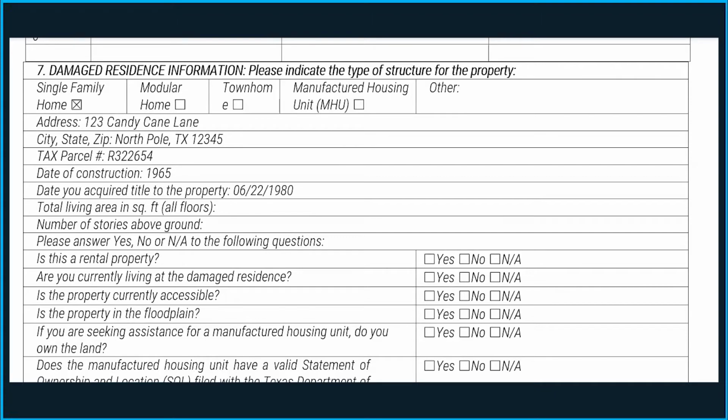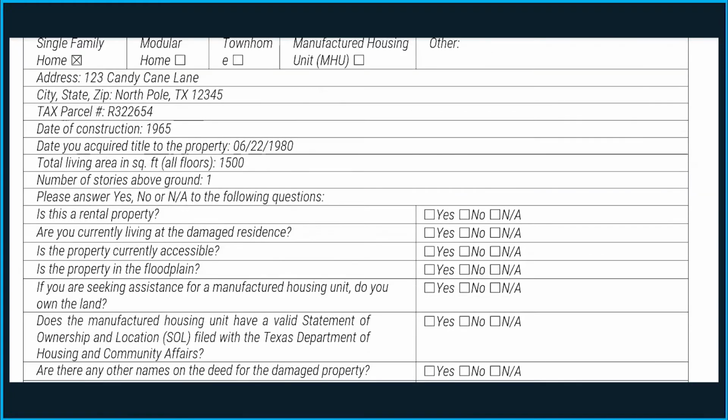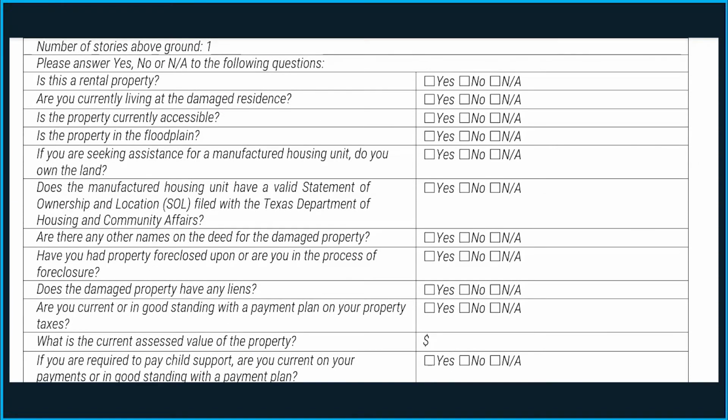Total square footage of all floors of the house. If the applicant is unaware how many square feet their home has, they can go to har.com and search the property address to find the square footage of the home. Number of stories the house has above ground. Next, the applicant should answer yes, no, or NA to the following questions in the section.